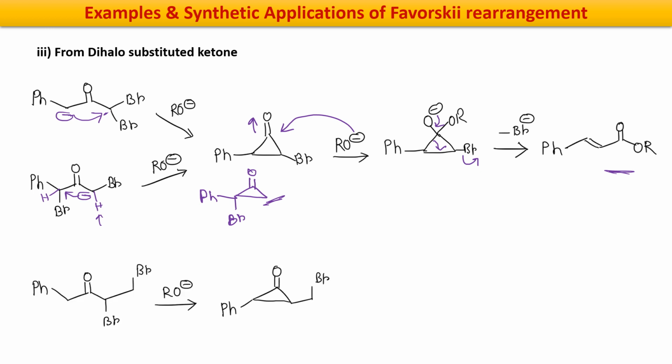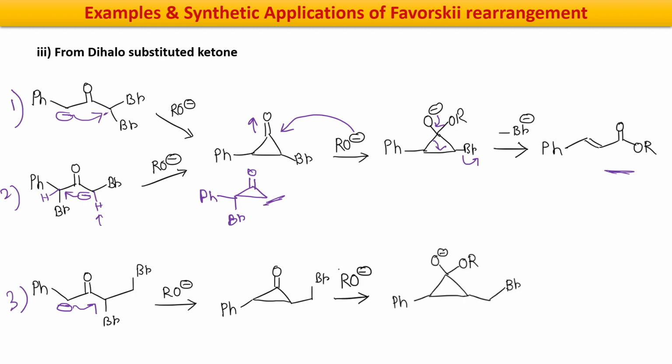One more type of dihalo compound you can get, where both the bromines are on the same side of CO, just like the first case. This is number 1 case, number 2 case, number 3. So here also both are on the same side, but they are not connected to the same carbon. It is not geminal, it is vicinal, right? Now negative charge is here, bromine is removed, you are getting the cyclopropanone derivative, right?